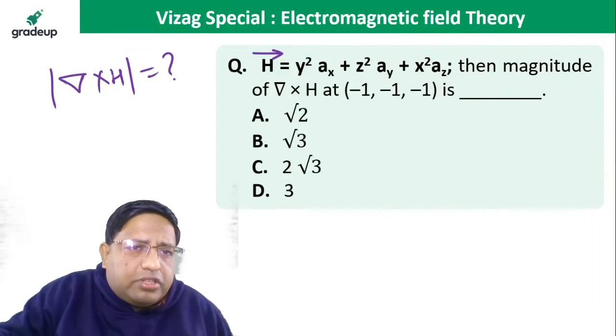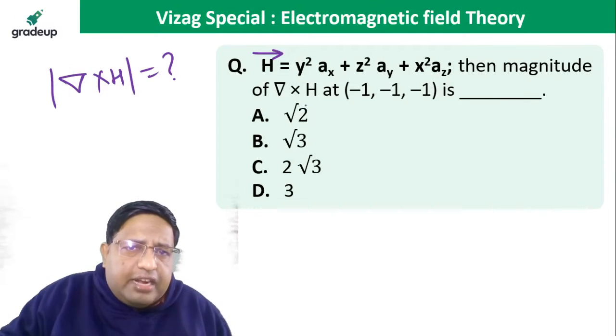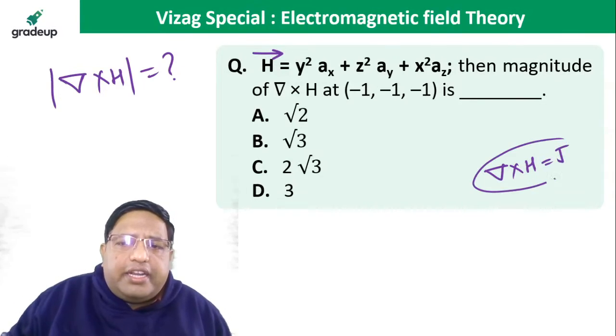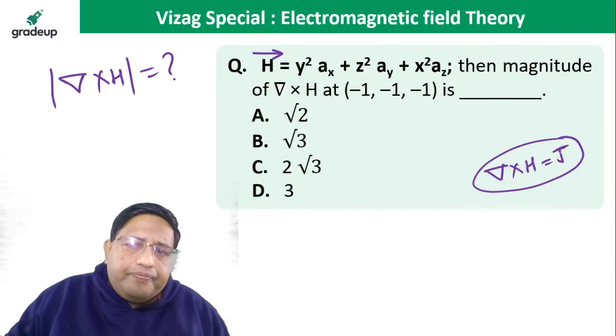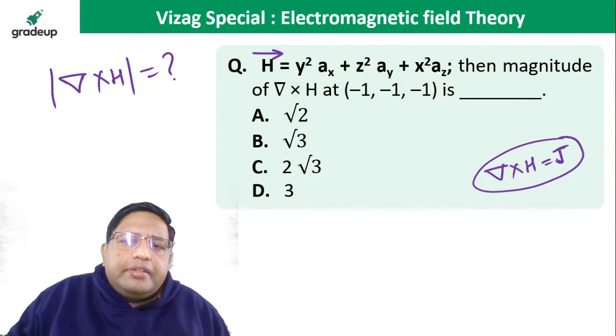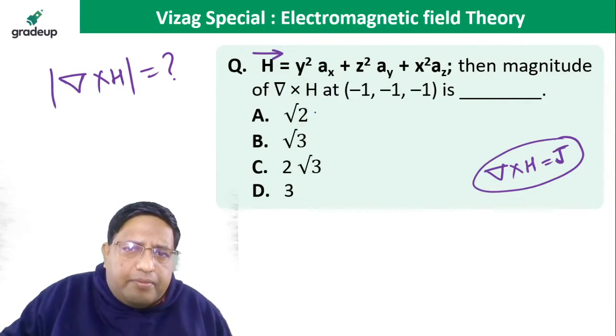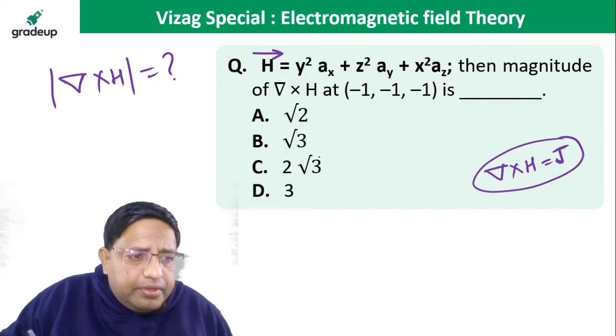What is the del cross H? Magnitude of the del cross H, and you already know del cross H is nothing but the current density. Del cross H according to the Maxwell equation is J, the current density. So you should calculate the modulus of del cross H.